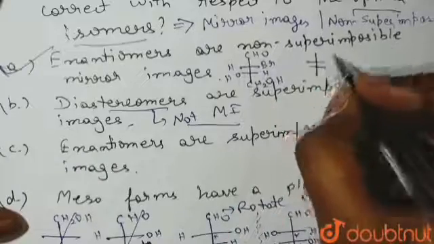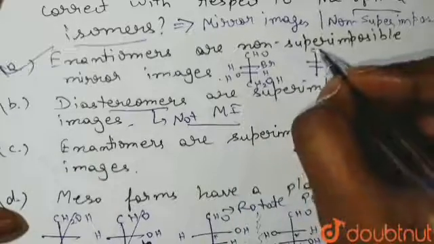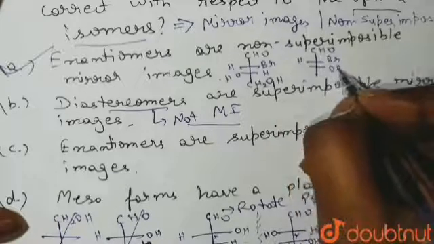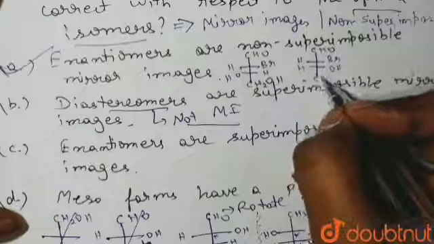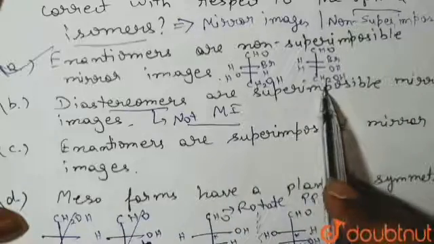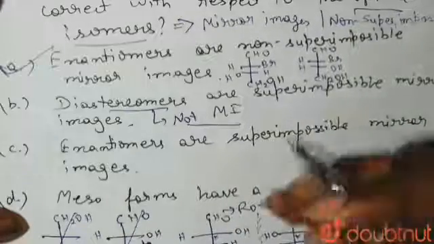So its diastereomer will look like this. As I said, they are not mirror images. Its diastereomer will look like this: CHO, Br is still in its place, but the position of OH has changed, and CH2OH. Now, you can see these two are diastereomers of each other, and as you can see, they are not mirror images.